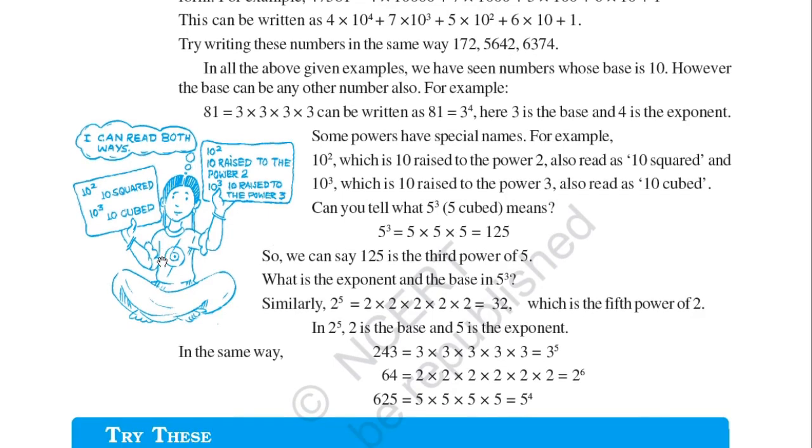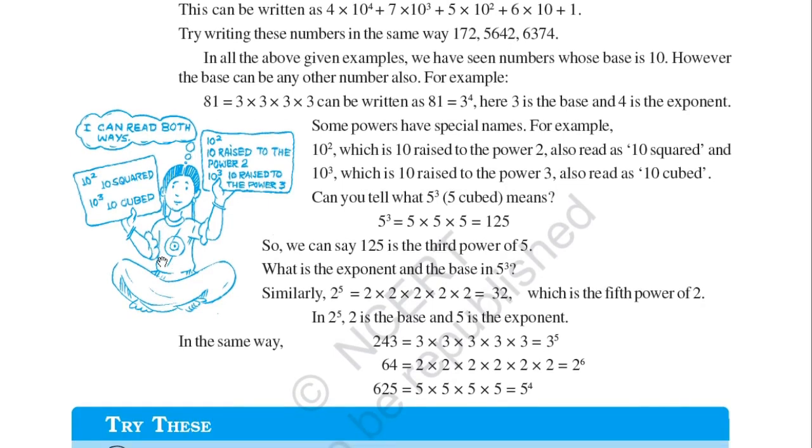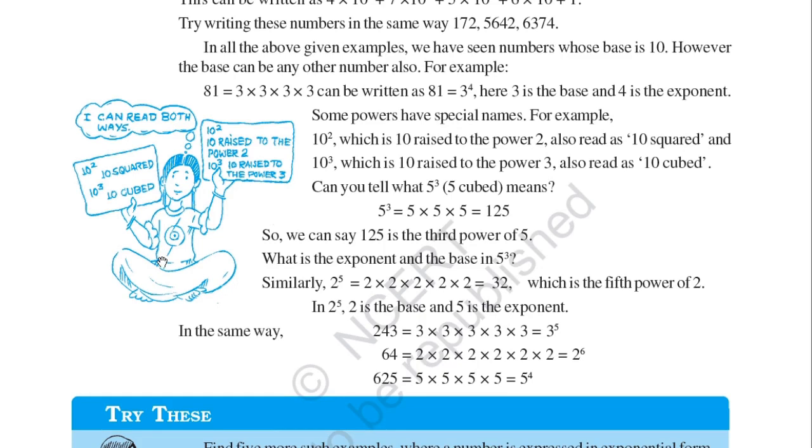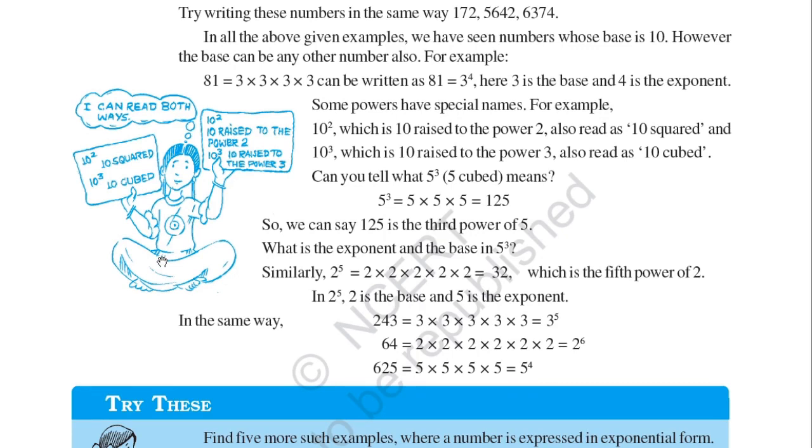In all the above examples, we have seen numbers whose base is 10. However, the base can also be any other number. You can see here 81 can be written as 3 into 3 into 3 into 3, which can be written as 3 to the power 4. Here the base is 3 and the exponent is 4.